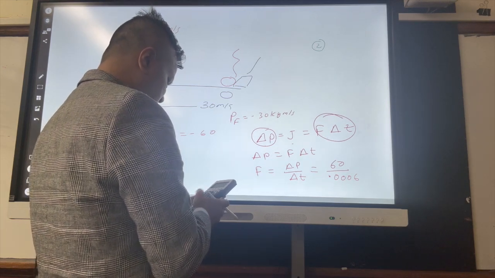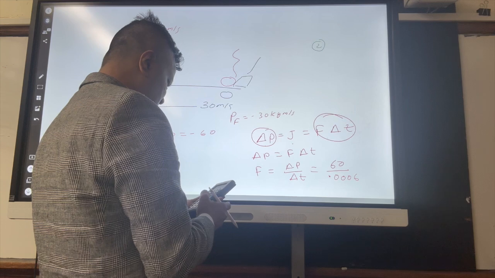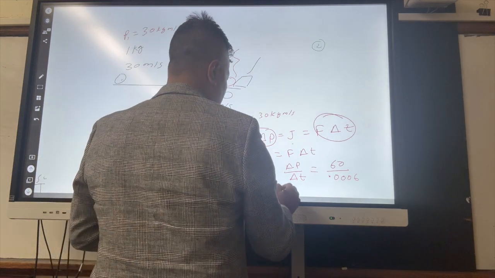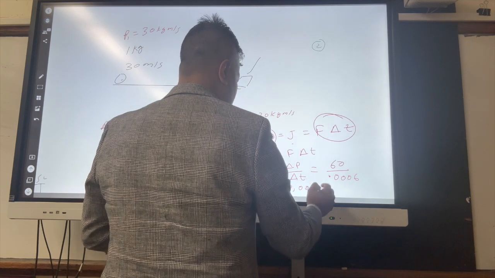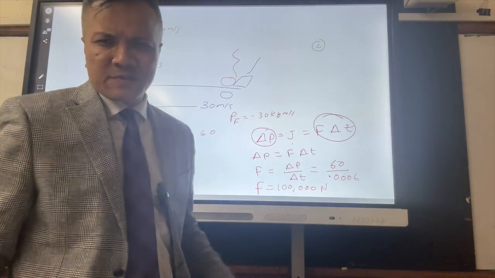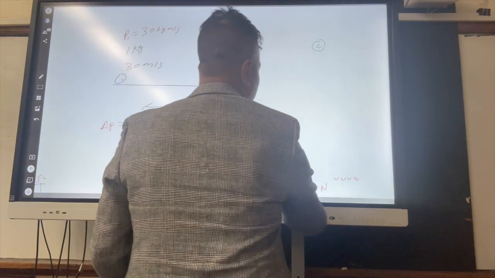60 divided by 0.0006 would be 100,000 Newton. Okay, so that was the problem. Now let's go over problem 3.